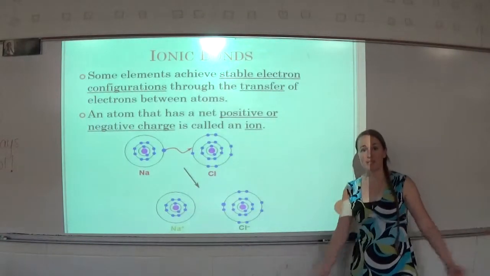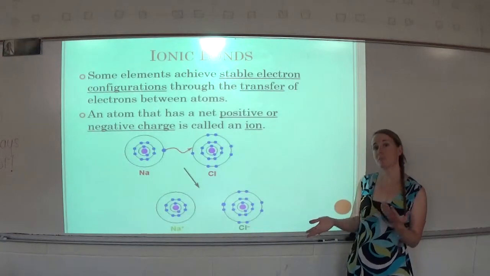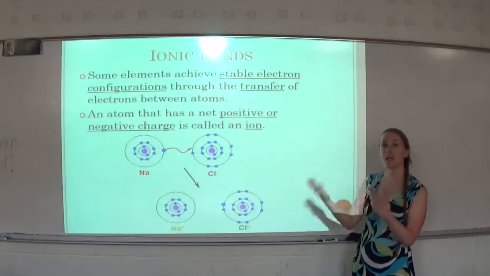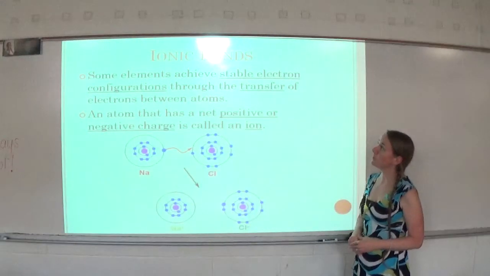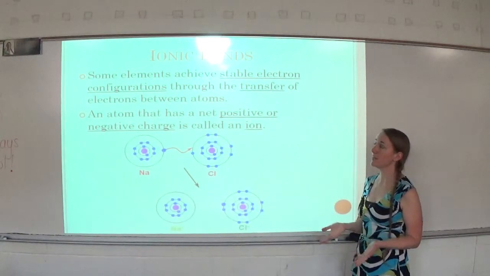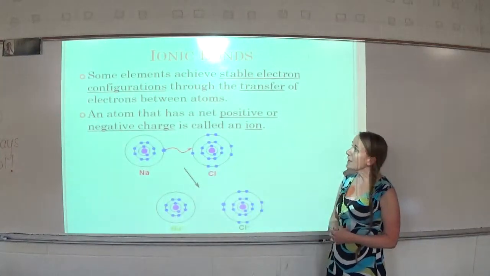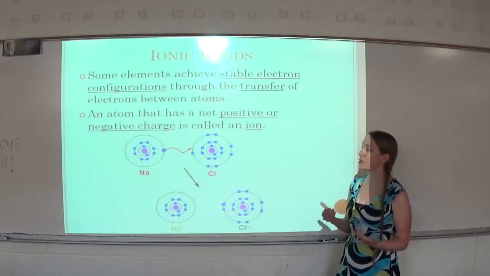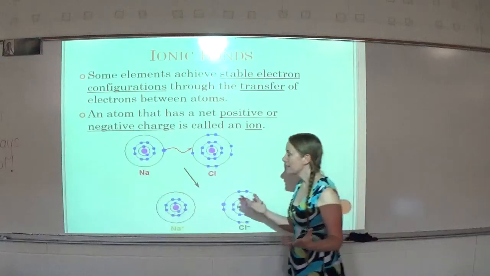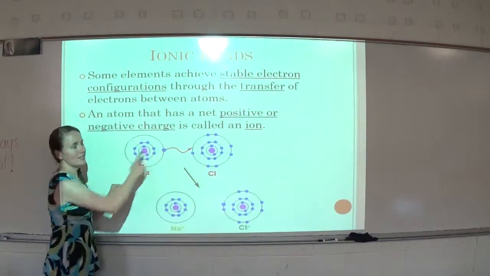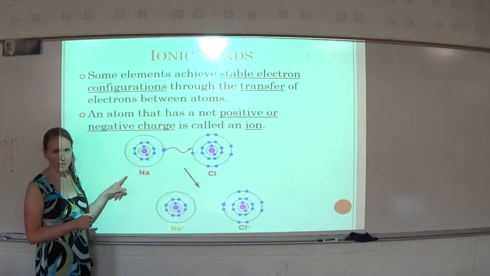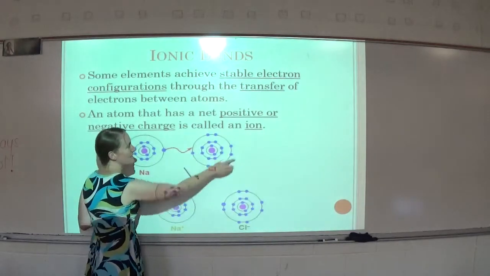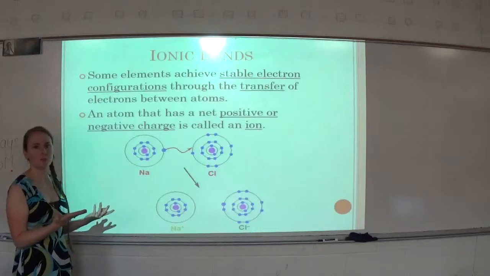Not everybody is stable like a noble gas. Sometimes they may need more or fewer electrons in order to be stable. Some elements achieve stable electron configurations through the transfer of electrons between atoms. An atom that has a net positive or negative charge is called an ion. For example, sodium just has 1 electron in its outside energy level, so it would need 7 more to become stable, whereas chlorine has 7, so it just needs 1 more to become stable.